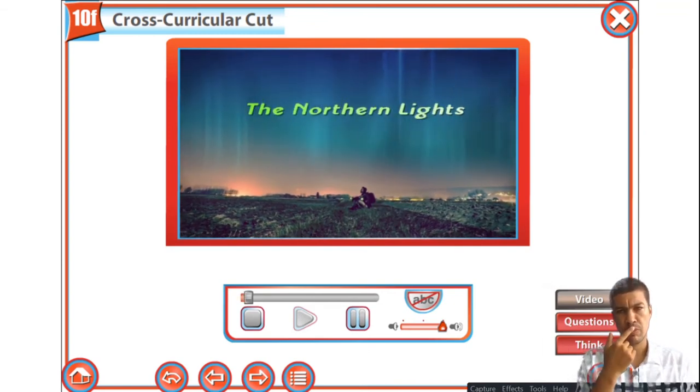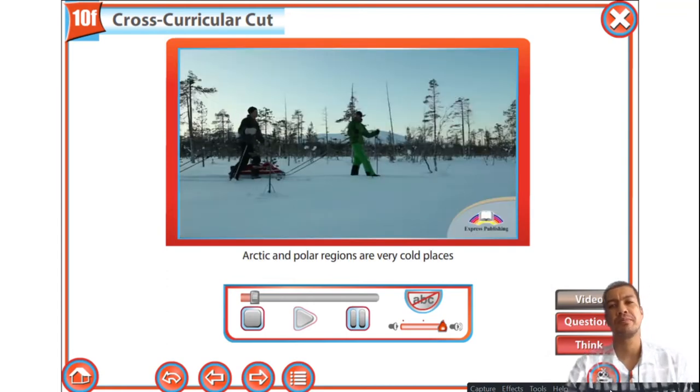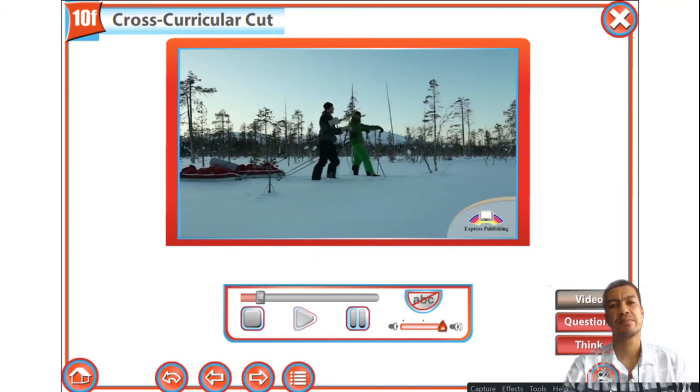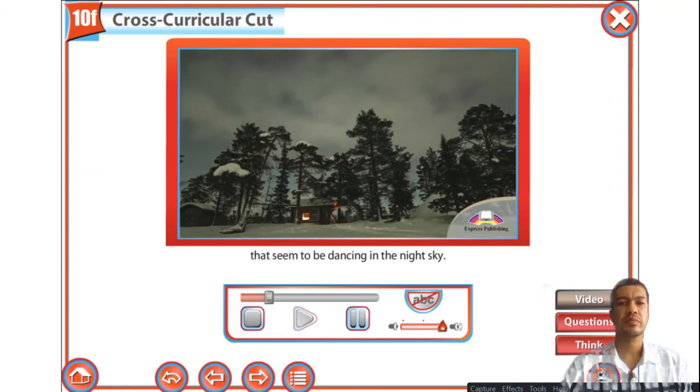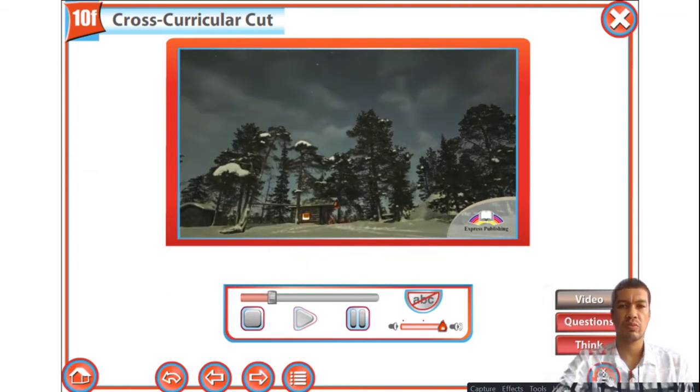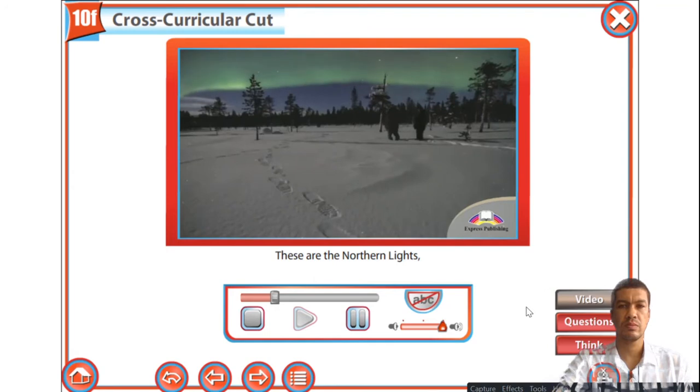The Northern Lights. Arctic and polar regions are very cold places with long winters. What makes their winters special are the flickering curtains of light that seem to be dancing in the night sky. These are the Northern Lights, also known as the Aurora Borealis.